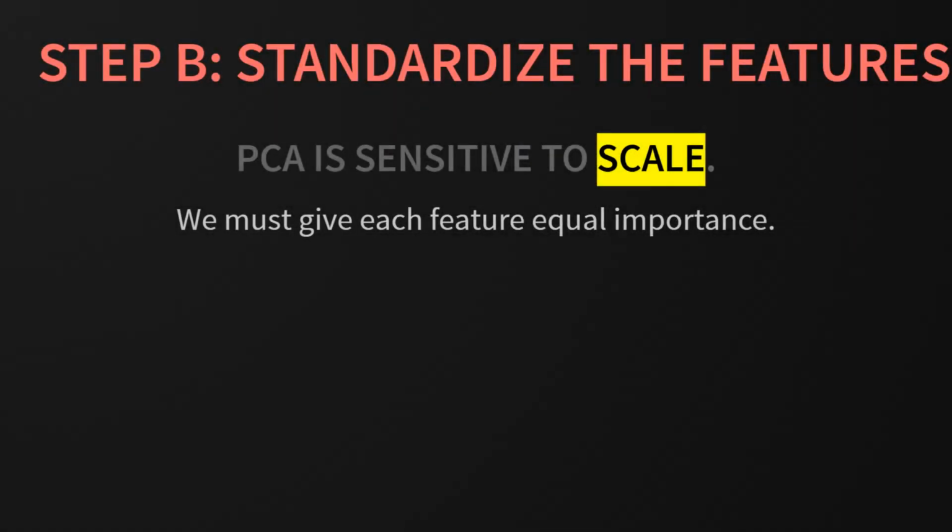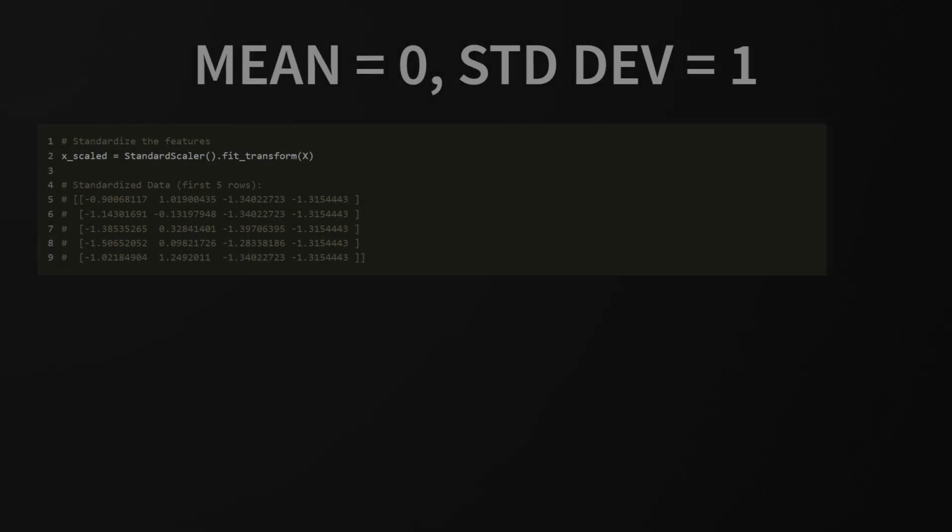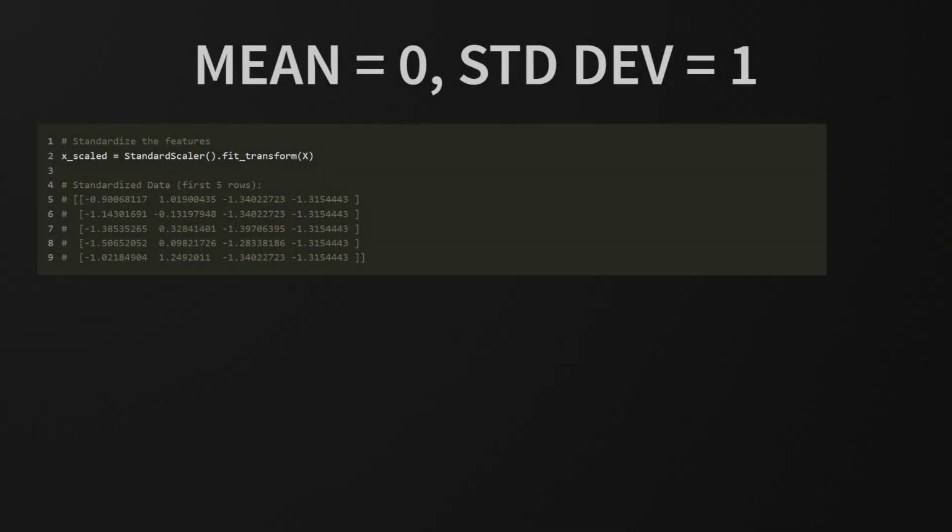This is a critical pre-processing step that many people forget. PCA works by finding directions of maximum variance. If one feature has a much larger scale than others, it will dominate the analysis, leading to misleading results. The code is simple, just one line using scikit-learn's standard scaler. The result is that every feature is now on the same scale, centered around 0. This ensures our PCA algorithm treats them all fairly.